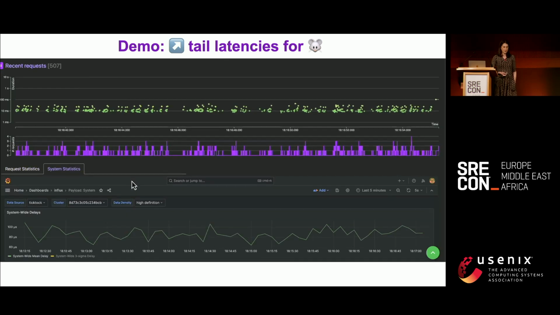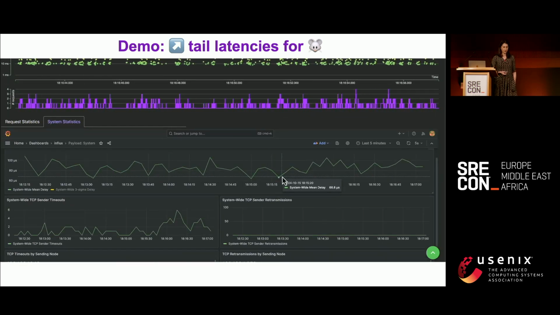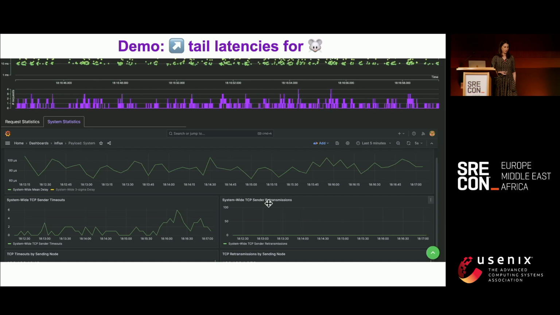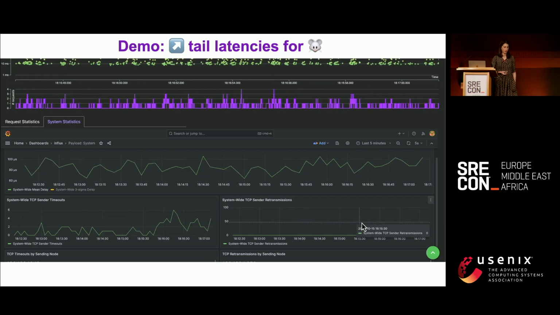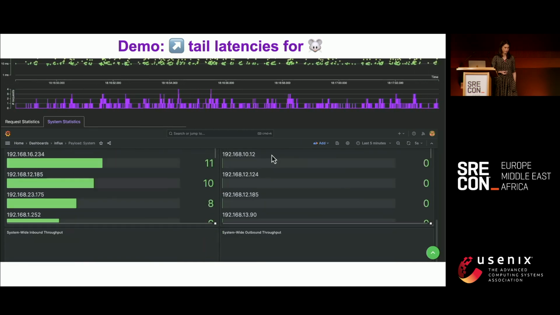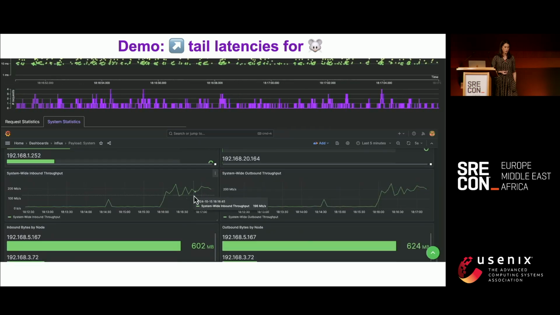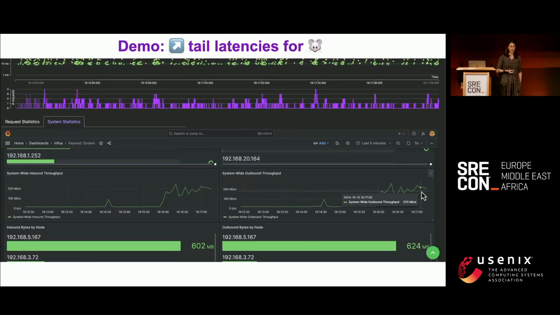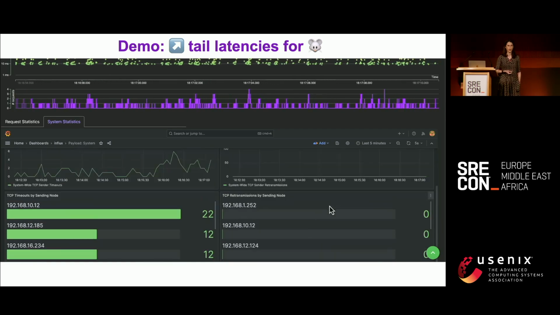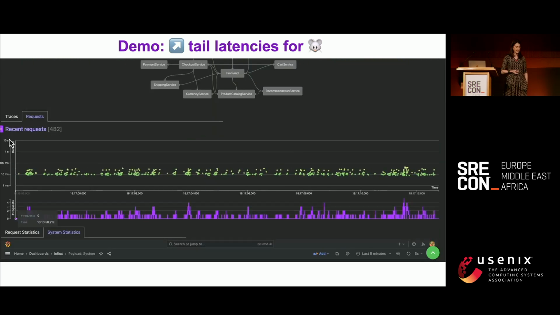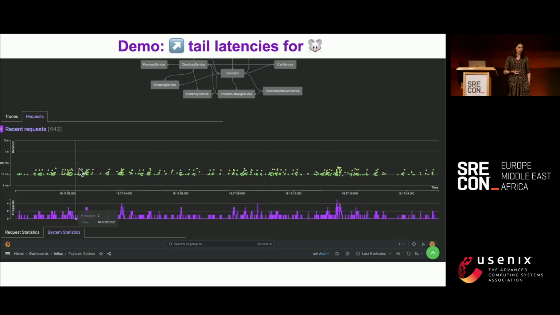And on the system stats, I have system-wide delays in the microseconds range. I have 0 packets dropped right now, so no sender retransmissions. And on the throughput, I have about 180 megabits per second-ish. So this is why I call it a mice workload, because it has teeny tiny packets over the wire.